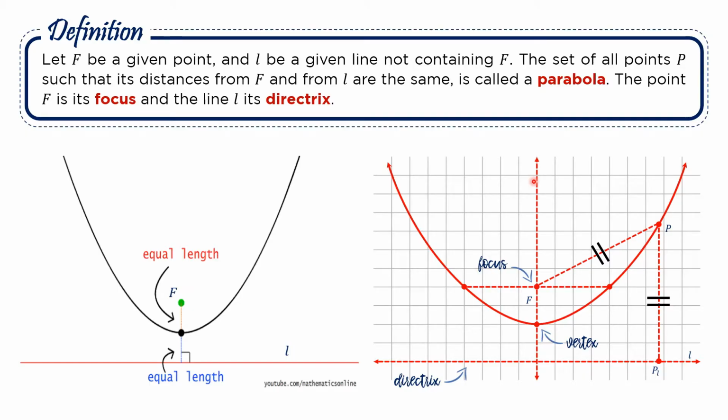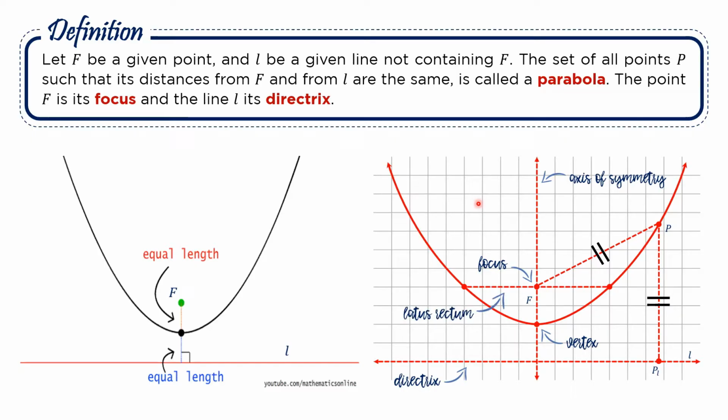You can also see here itong line na to. This line passes through the focus and the vertex perpendicular to the directrix. Okay? This line is what we call the axis of symmetry. The axis of symmetry divides, as you can observe in the parabola, the parabola into two congruent parts.